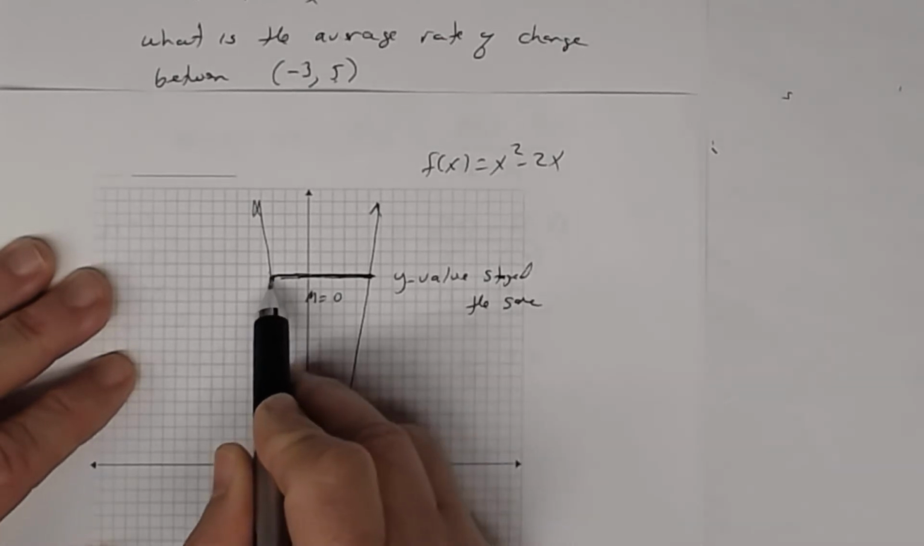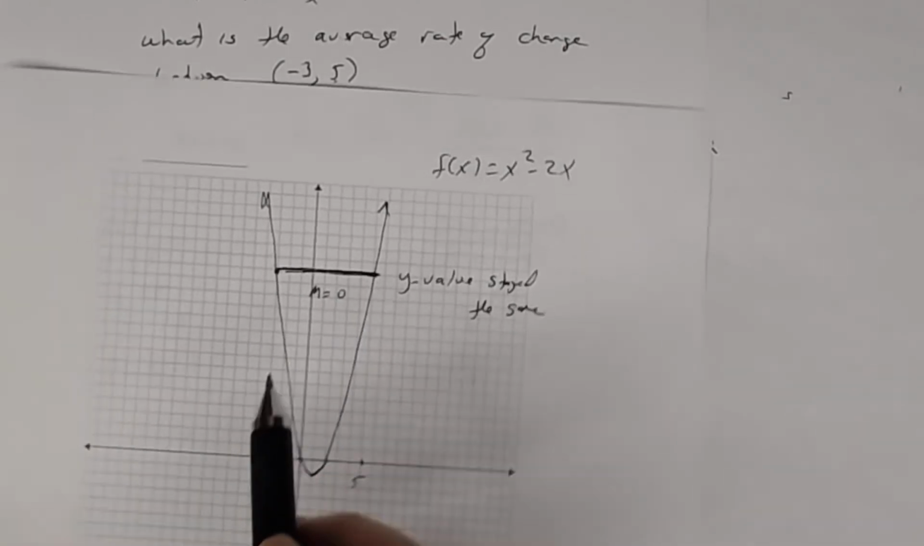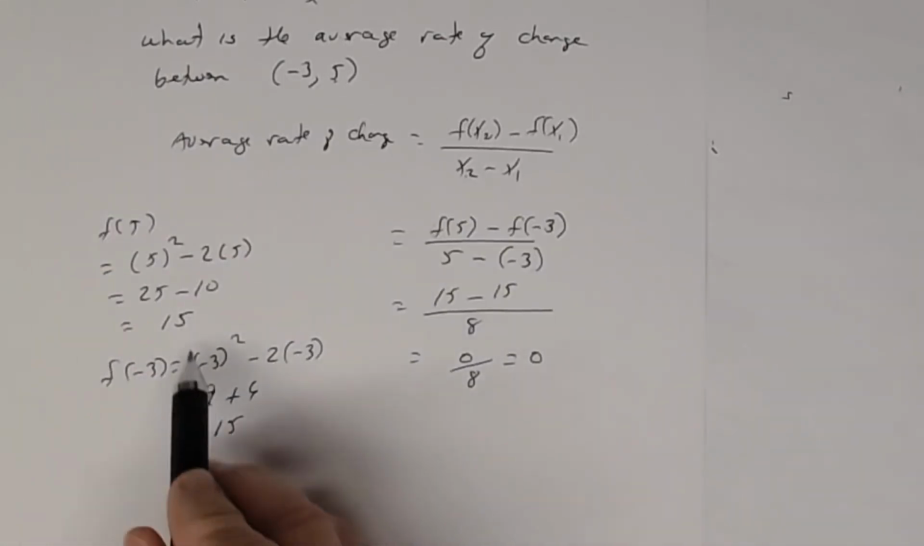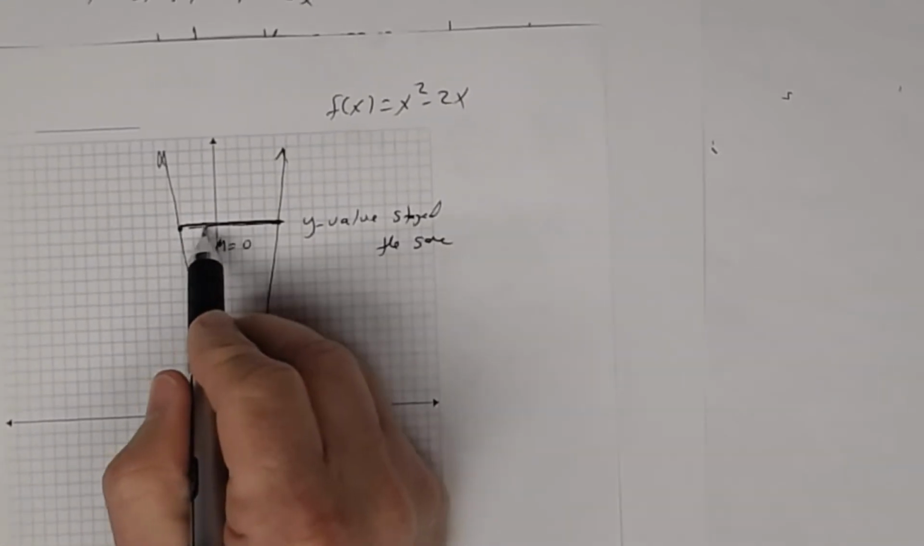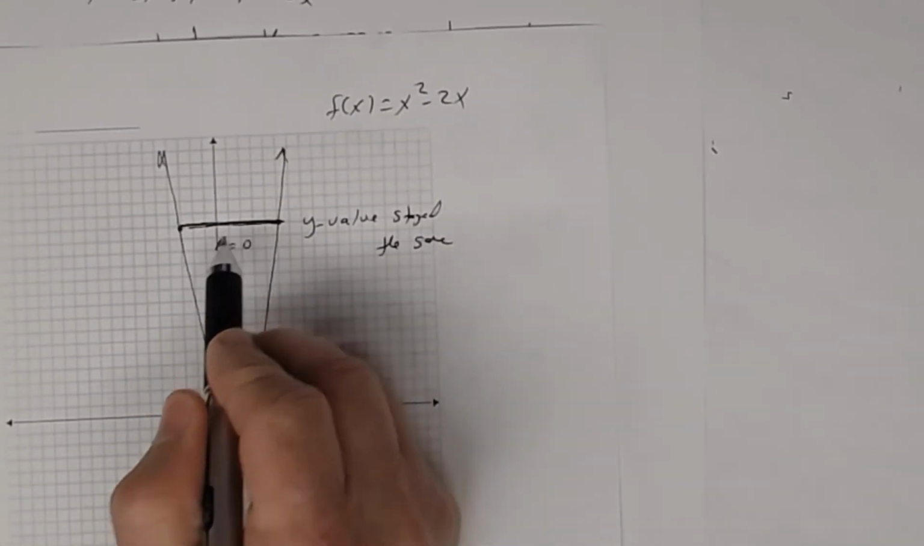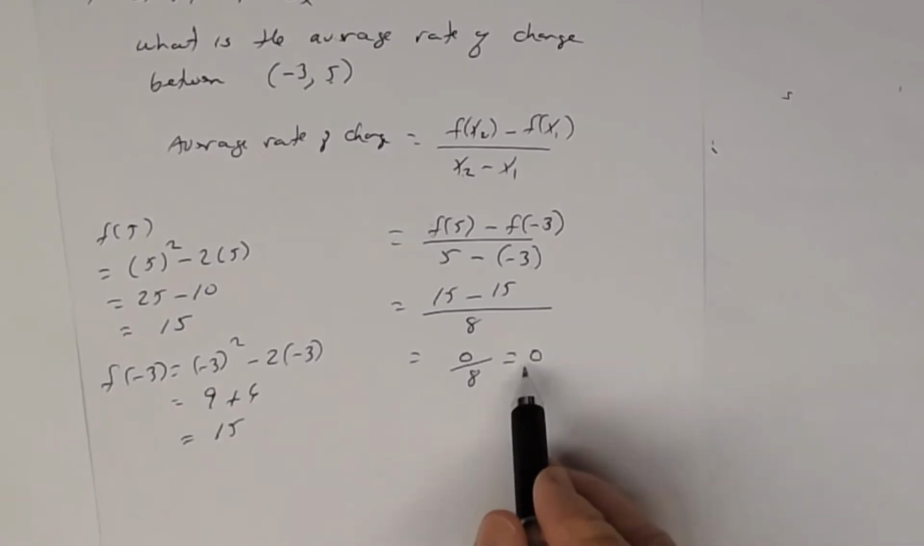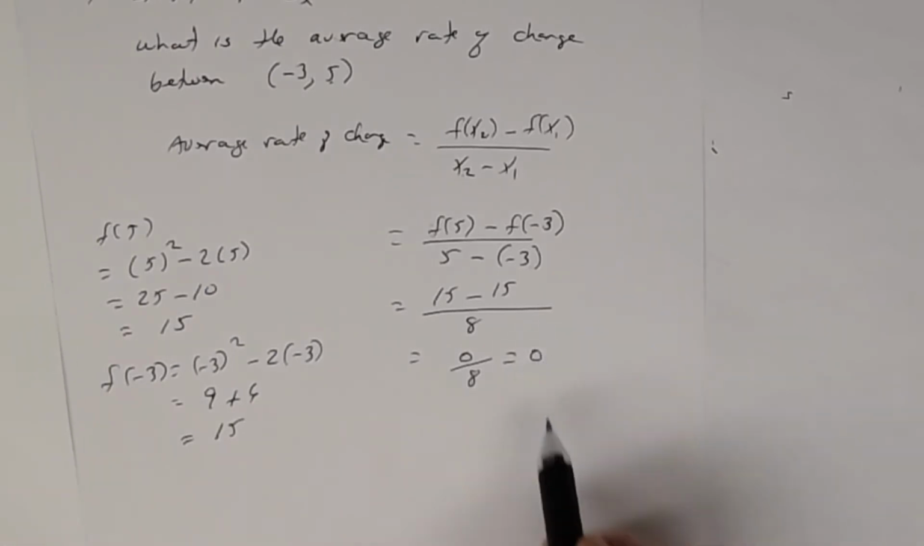So in each of these cases, my y value was 15. Remember right here, y value 15? That's what that means. The y value did not increase at all. The y value stayed the same. That is what average rate of change of 0 means.